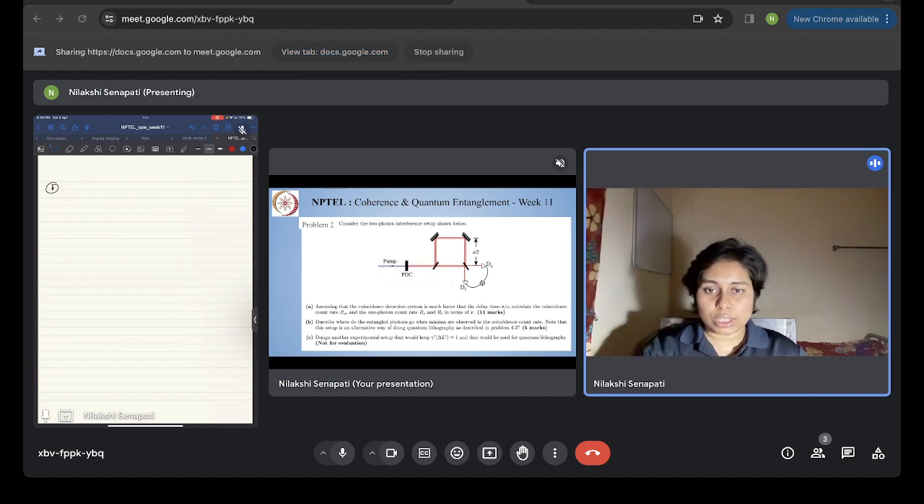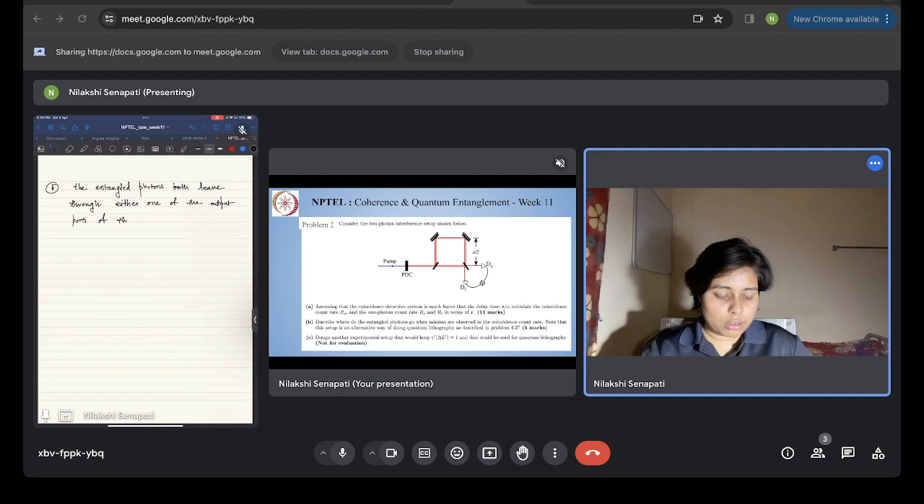So you need to give the answer that when the minima is observed, then what happens to the entangled state. The answer is when a minimum is observed in the coincidence count rate, the entangled photons both leave through either one of the output ports of the interferometer. That's why you do see the minimum. So what is the answer? When a minimum is observed in the coincidence count rate, the entangled photons both leave through either one of the output ports of the interferometer.